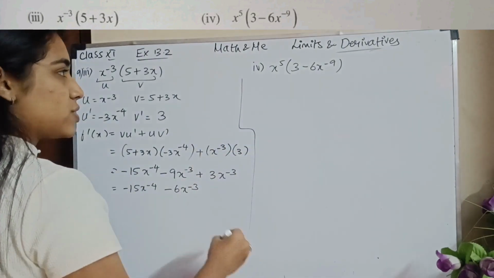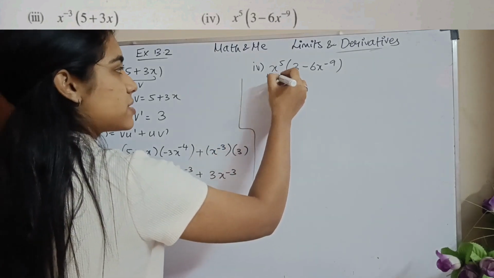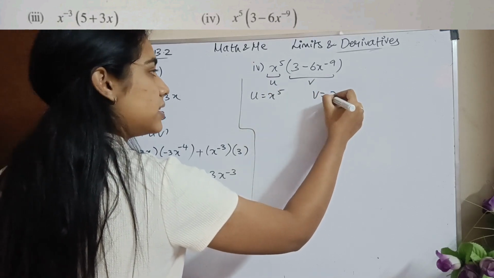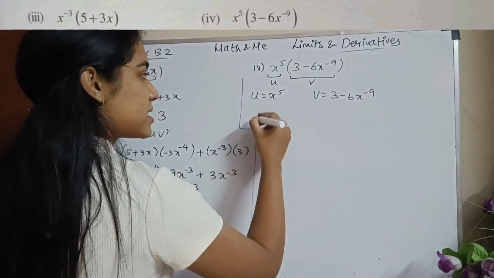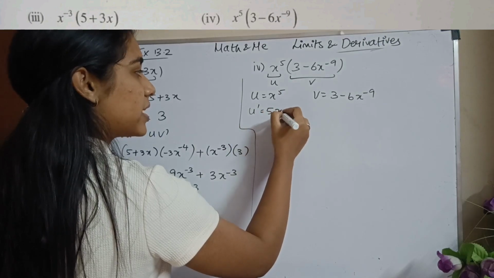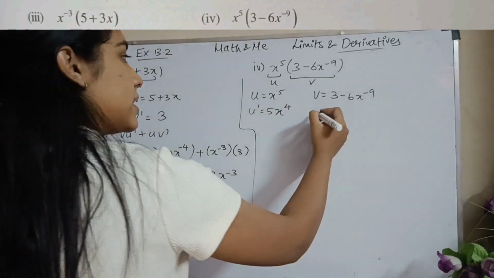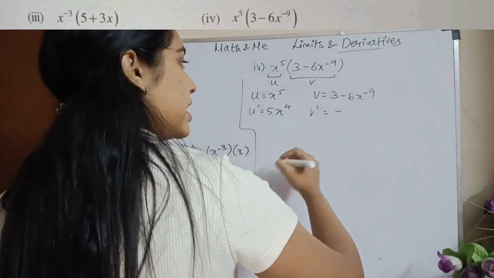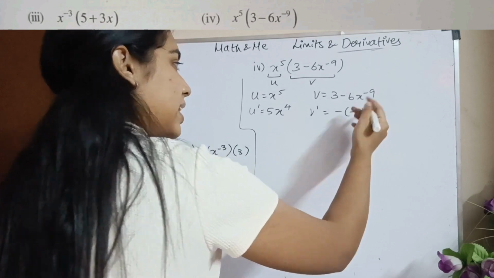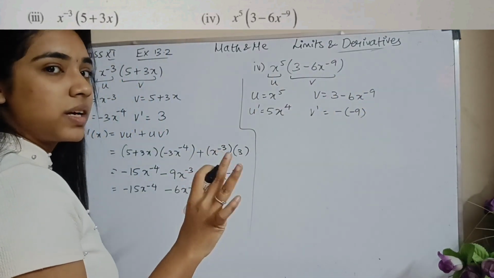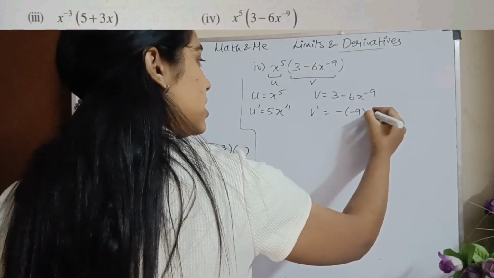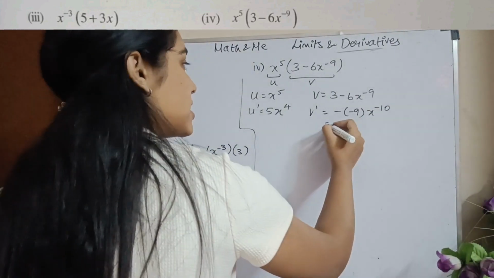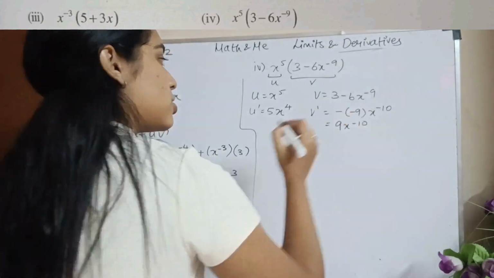Fourth subsection, again using the product rule. This is my u, this is my v. So u is x to the 5, v is 3 minus 6x to the minus 9. So u dash: the power comes down, power gets reduced by 1, so 5x to the 4. In v dash, 3 is a constant, so its derivative is 0. I have minus 6, and the power comes down, minus 9. It comes down along with the sign, not just 9, the minus comes along. So minus 9, and the power becomes minus 9 minus 1, which is minus 10. So what is this? 9x to the minus 10. Minus into minus becomes plus.